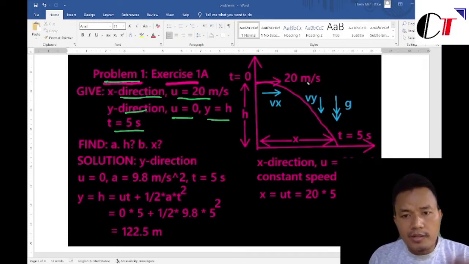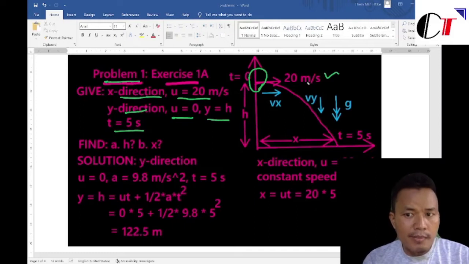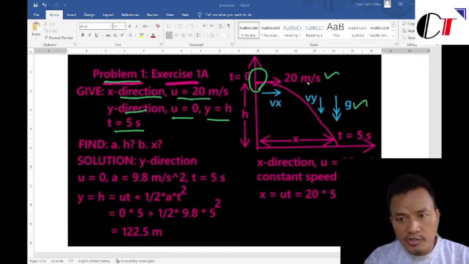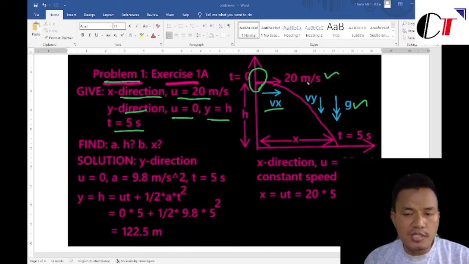If you look at the schematic diagram, at time t equals 0, your particle is here, and it is projected with initial speed 20 meters per second horizontally. So there is no initial velocity in the y direction at the point of projection. But after the projection, the y direction motion will be constant acceleration. Both the velocity and acceleration are downwards, so it is speeding up, accelerating motion, so we have to take the acceleration as positive. Now in the x direction, it's just uniform velocity or constant speed.